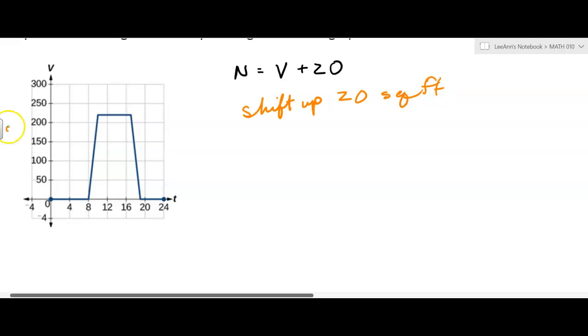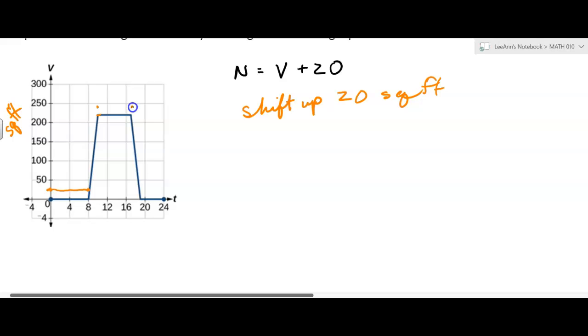Now, the measurement for square feet is over here. So at 0 time after midnight, it's going to go up 20 square feet. I don't know, like maybe right there. And then that's going to keep happening until 8. So the shape's going to stay the same. But then this point right here, that's going to move up 20. So it's going to be probably like about there.